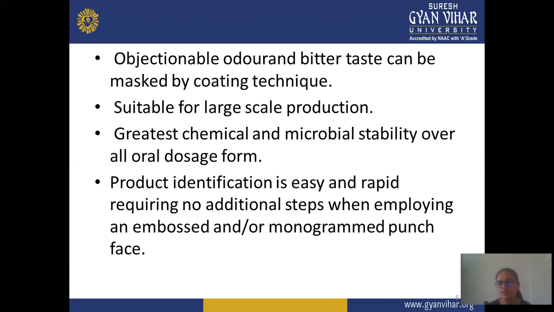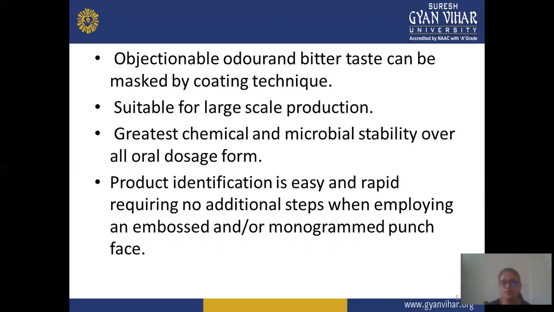Next is greatest chemical and microbial stability of the oral solid dosage form. This tablet will have good chemical and microbial stability because there are few chances of microbial contamination or bacterial growth. And chemically, it's the most stable. It does not show any degradation or any problem during storage. So when we compare all oral solid dosage forms, tablets are the best according to chemical as well as microbial stability.